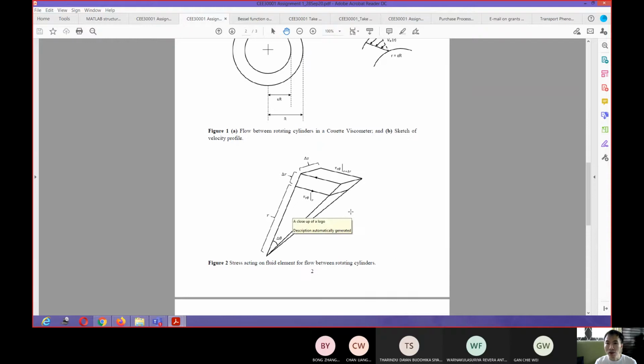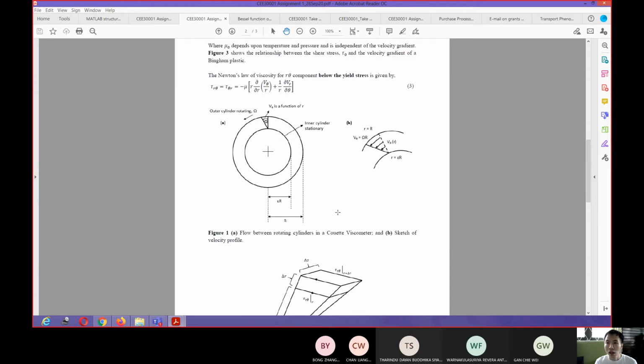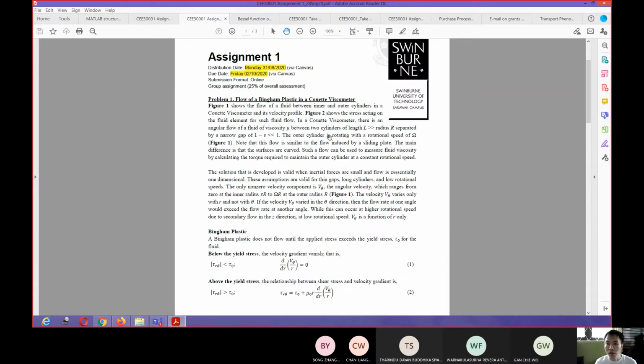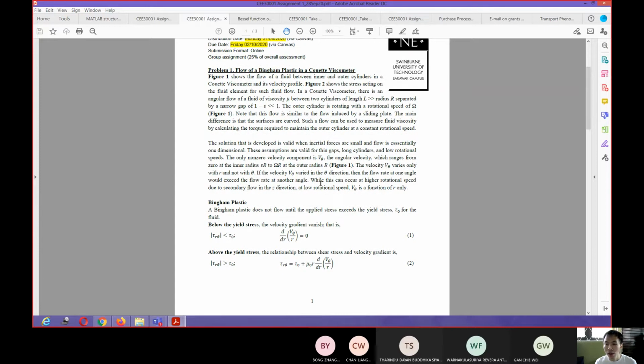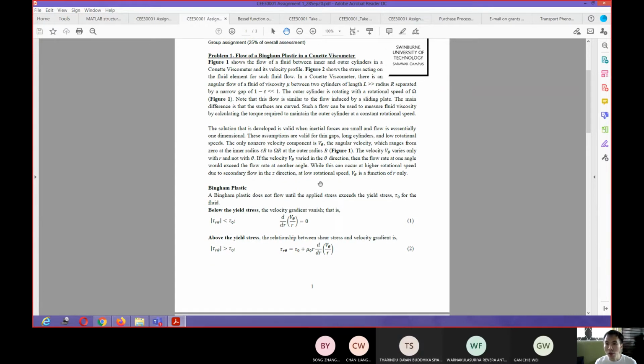Figure 2 gives the stress acting on the fluid element for flow between rotating cylinders. Figure 1 gives the schematic, figure 2 gives the stress. The flow is similar to the flow induced by a sliding plate. The main difference is that the surfaces are curved. What happens here is that we don't use a normal Newtonian fluid. We are using a Bingham plastic.